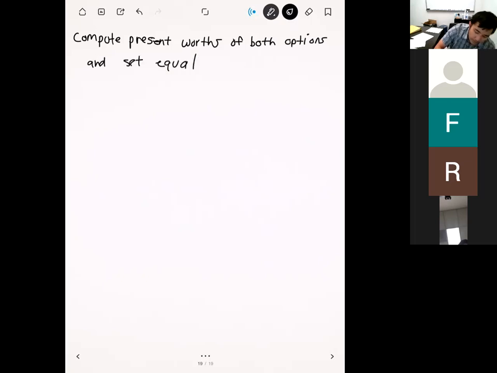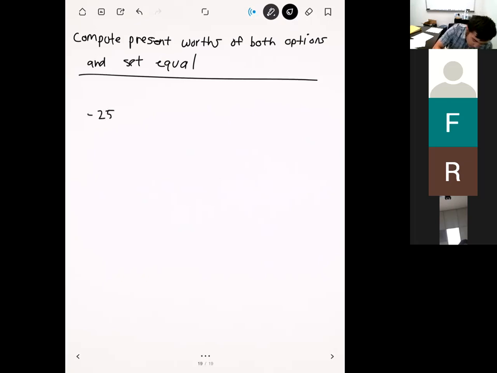Okay. And so what you'll see is that when we do this and manipulate the equations a little bit, we're going to get exactly the difference column that we have on the right. All right, and so let's start with the present worth of the leasing option.